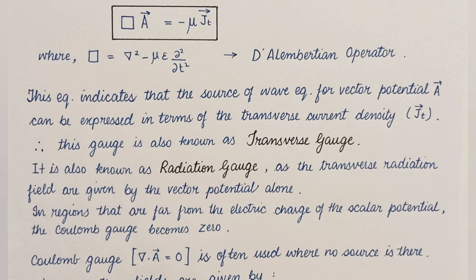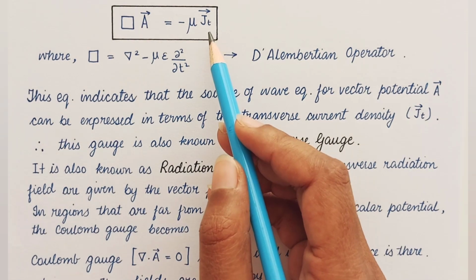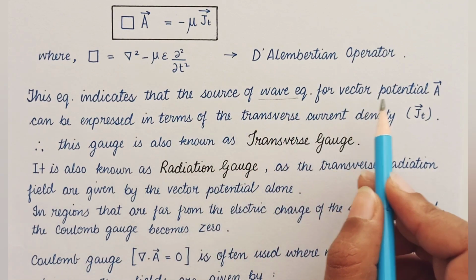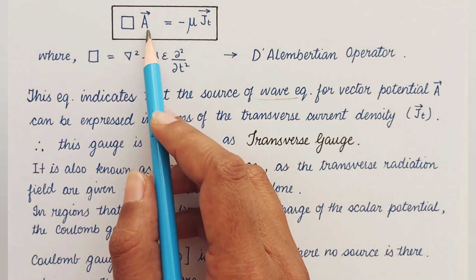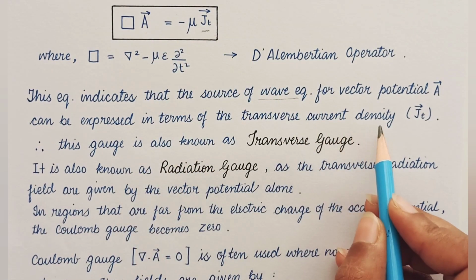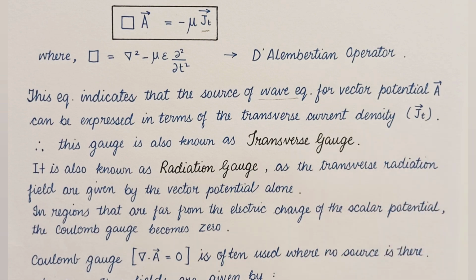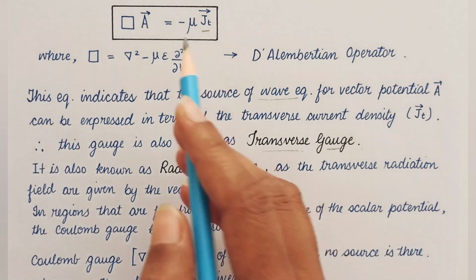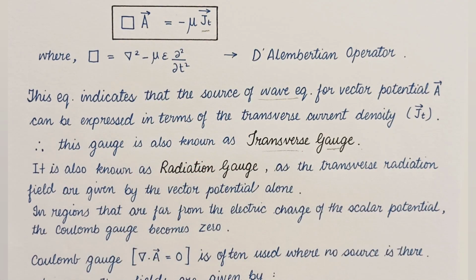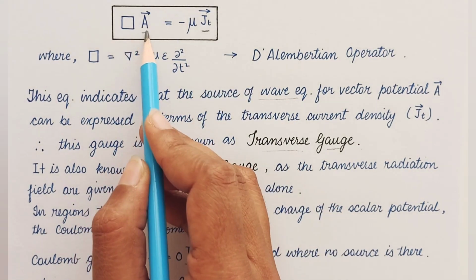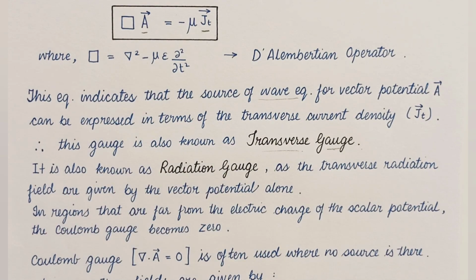Well, we are nearly at the end of this video. So this equation in the box indicates the source wave equation for the vector potential. As you can see, it has the vector potential and it is expressed in terms of the transverse current density Jt. Therefore, this gauge is also known as transverse gauge. And as you can see from this equation, in the Coulomb gauge, only the transverse current, that is Jt, gives rise to the vector potential A, which behaves like a wave.